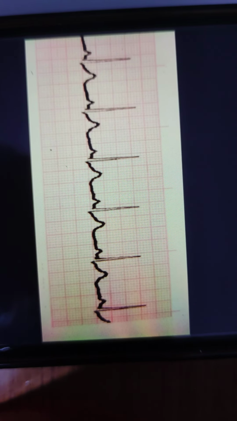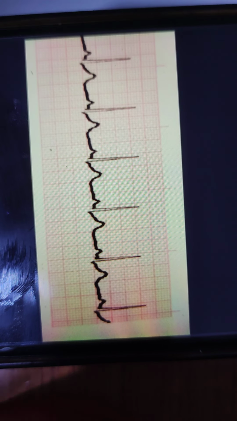So what you're going to do here is divide 300 by 4. 300 divided by 4 will give you around 75 beats per minute. So 300 is constant. Then you divide by the number of large boxes between the two R waves, the RR interval. Or you can use the formula for small boxes.